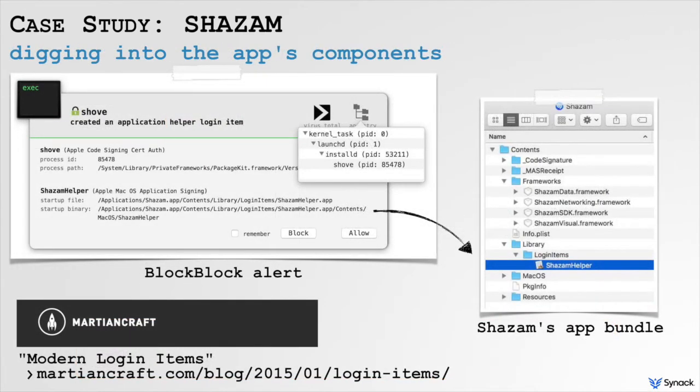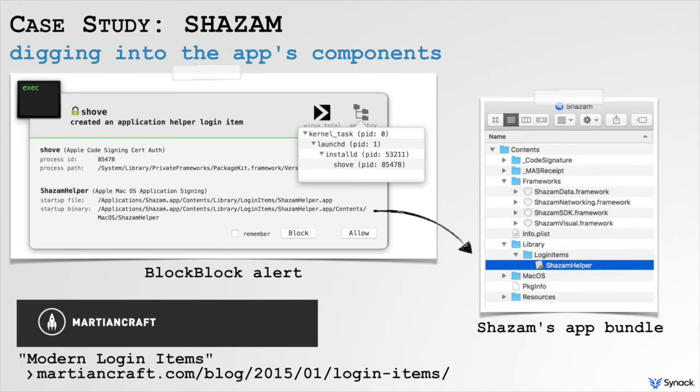So let's start by talking about Shazam's components. Whenever I reverse engineer an application, it's good to understand the different parts, the different binaries, frameworks, et cetera. So when you install Shazam, if you have a utility like BlockBlock, which we'll talk about briefly later, it will alert you saying, hey, Shazam is installing a persistent component. Nothing too surprising here. Shazam is basically just setting itself up to be automatically started whenever you log in. And this is something you can toggle off.